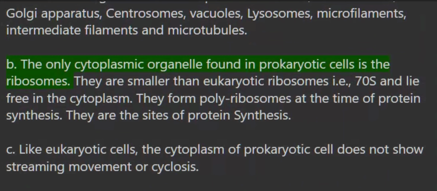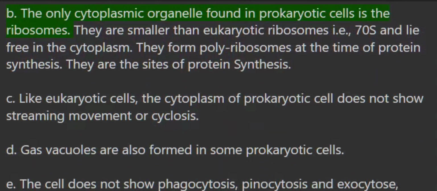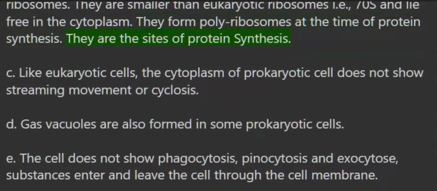B. The only cytoplasmic organelle found in prokaryotic cells is the ribosomes. They are smaller than eukaryotic ribosomes, i.e., 70S, and lie free in the cytoplasm. They form polyribosomes at the time of protein synthesis. They are the sites of protein synthesis.